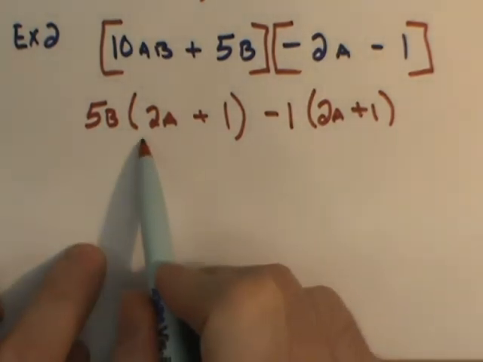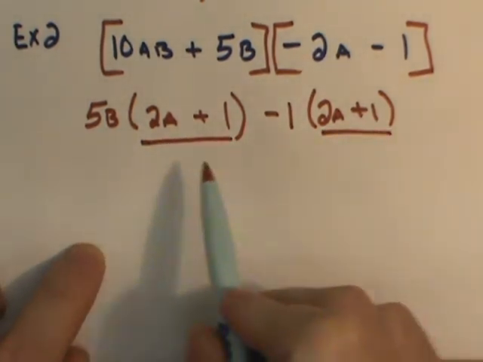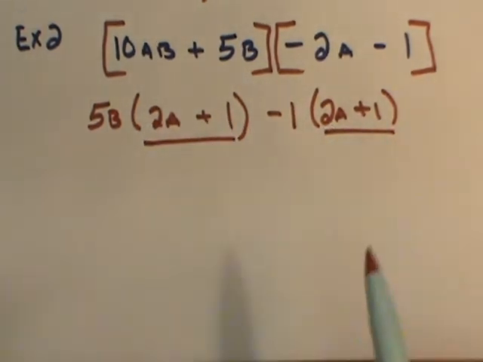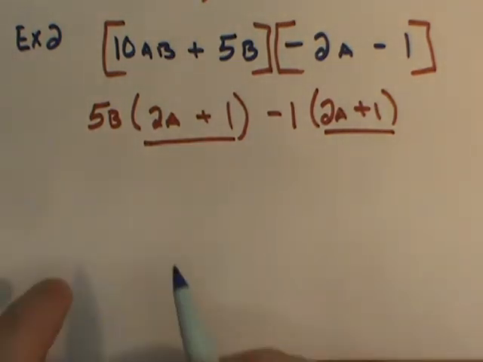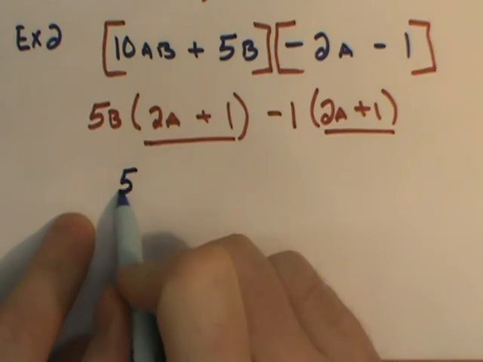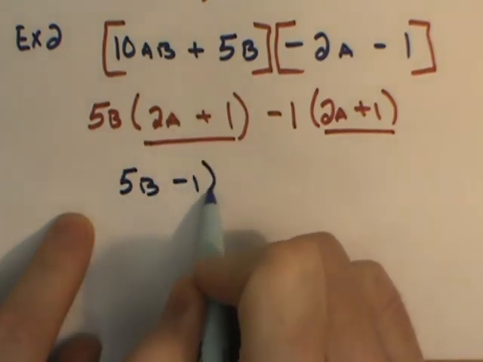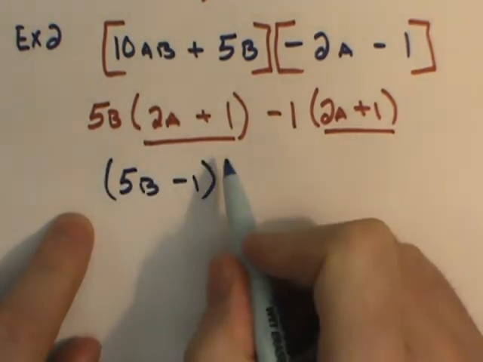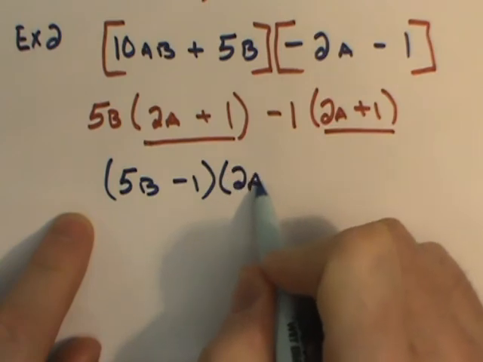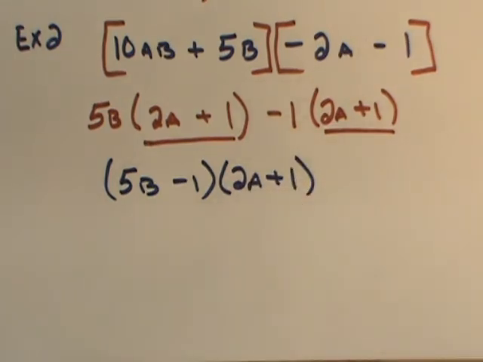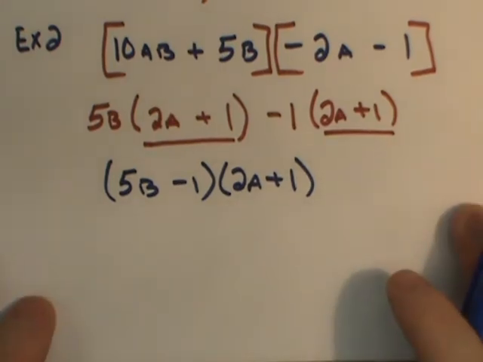Once I establish the like terms here, where I have the 2a plus 1 and the 2a plus 1 in parentheses, I'll allow the leading terms to come together. I'll call this 5b minus 1. And I'll rewrite what they have in common once. Essentially, it looks like something that needs to be FOILed out. That's going to be a process called factoring by grouping.